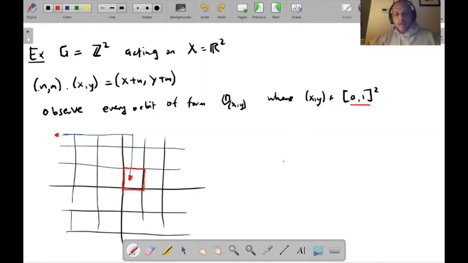And then the next thing to observe is that under translations, this edge is identified with this edge, and this edge is identified with this edge. So what you conclude from all of this is that the quotient space X mod G is actually topologically equivalent to the torus, which we've seen now in several guises.